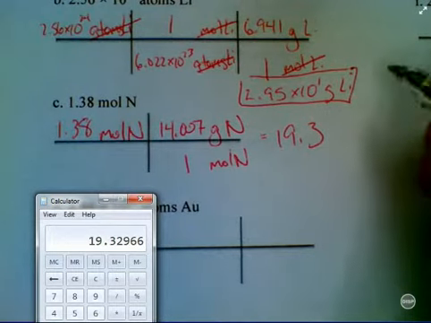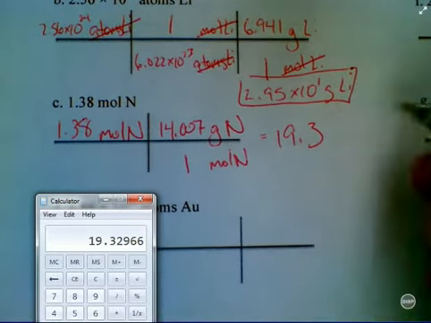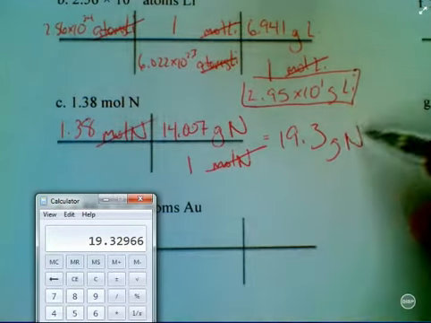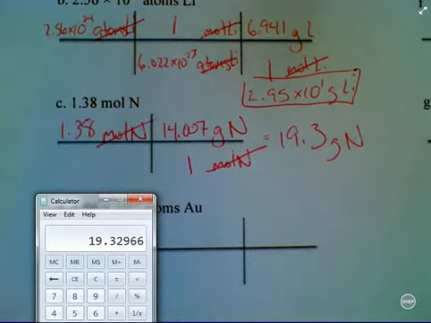3 significant figures there. 3 significant figures. Grams of nitrogen, because my moles cancel, my only unit left is grams of nitrogen.